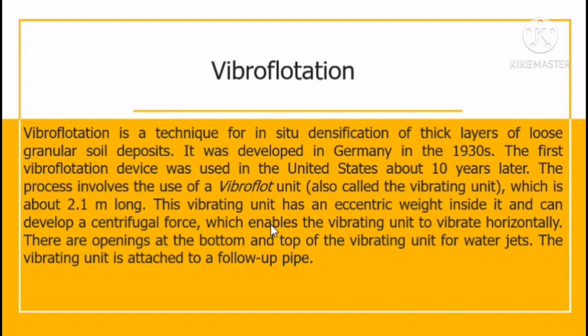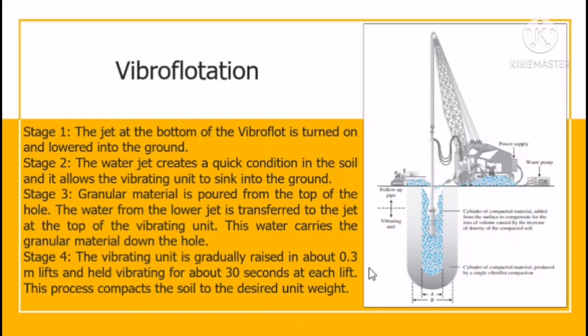The process involves the use of a vibroflot unit, also called the vibrating unit, which is about 2.1 meters long. This vibrating unit has an eccentric weight inside it and can develop a centrifugal force, which enables the vibrating unit to vibrate horizontally. There are openings at the bottom and top of the vibrating unit for water jets. The vibrating unit is attached to a follow-up pipe.